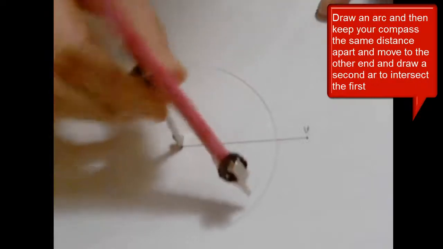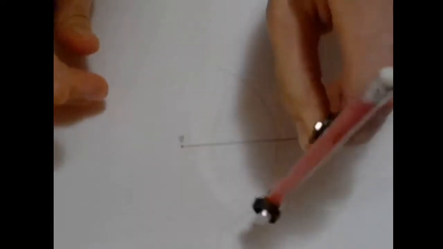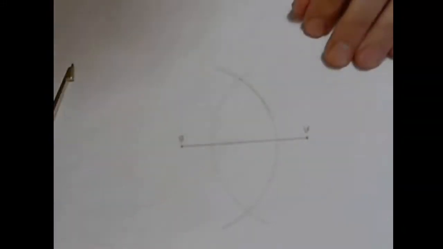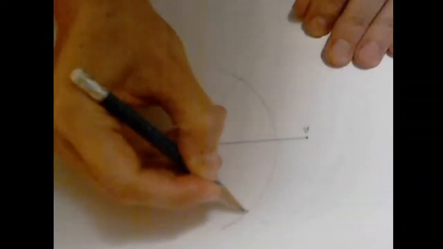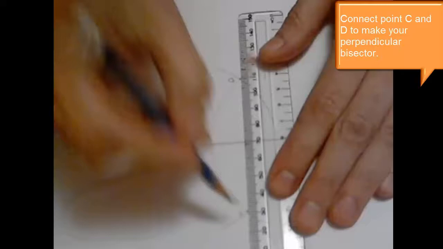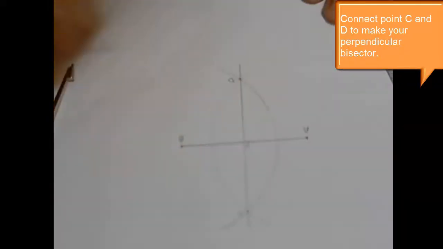Keeping your compass in the exact same spot, you move it to the other side. Again, it doesn't matter which side you start with. You make another semicircle arc so that your two arcs are intersecting. See this point E? Connect those 2 points, and you have your perpendicular bisector with compass.